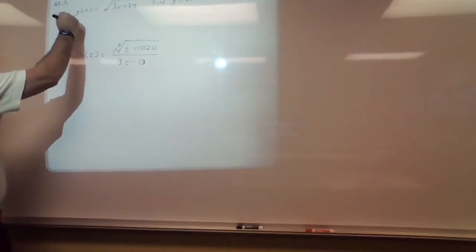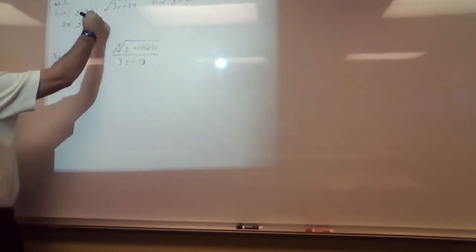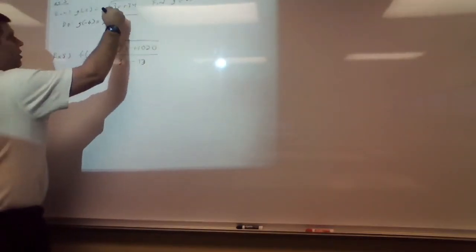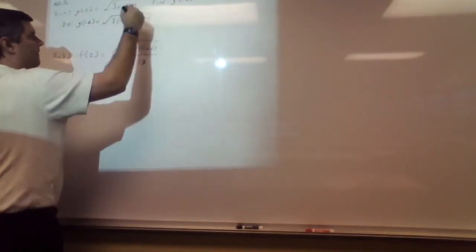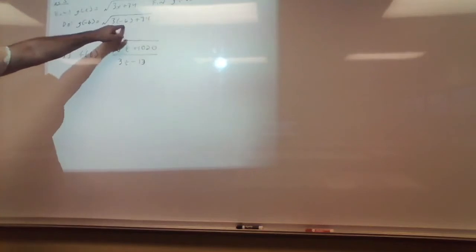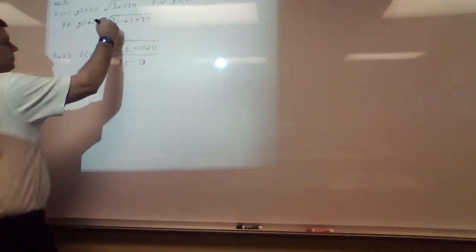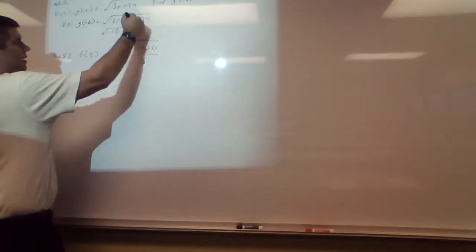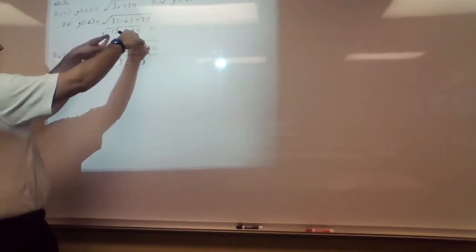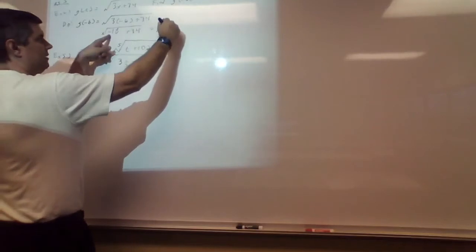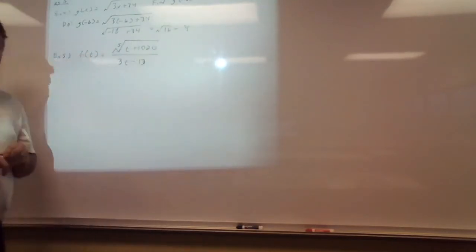Here's what we do for example 4. G of negative 6 would equal the square root of 3 times negative 6 plus 34. That's negative 18 plus 34. Okay, add these two up, you get the square root of 16. The square root of 16 is 4.